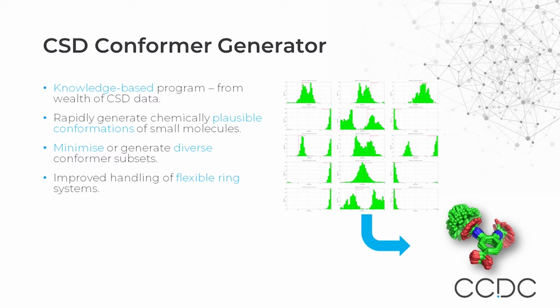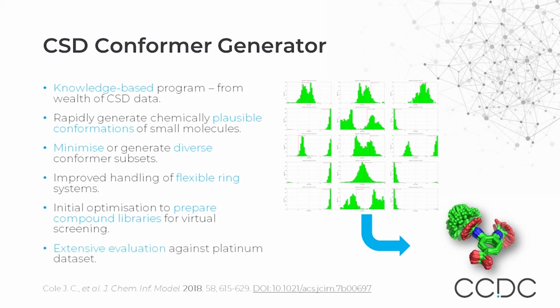It is fast and it is useful not only to generate plausible conformations of specific compounds, but also as an optimization step to prepare compounds for virtual screening. CSD conformer generator is available as a standalone executable through CSD Python API. It is also available through Mercury interfaces and also through a script in Hermes interfaces. And this tool has been evaluated extensively against the Platinum dataset, which has been mentioned in the literature here.